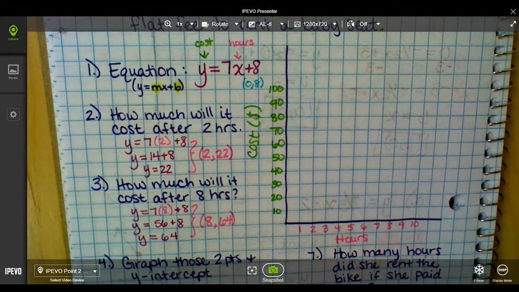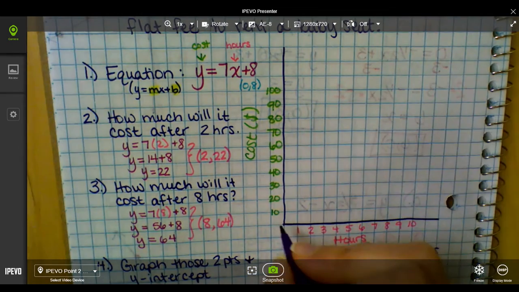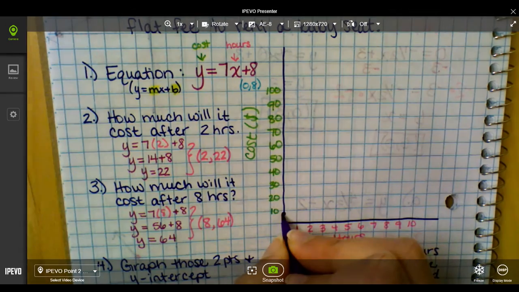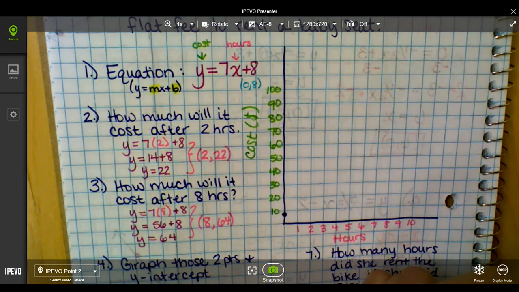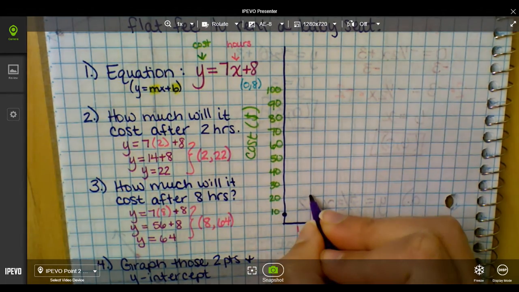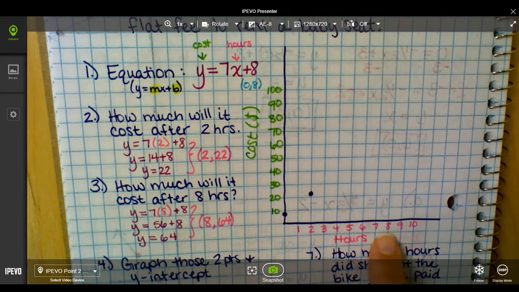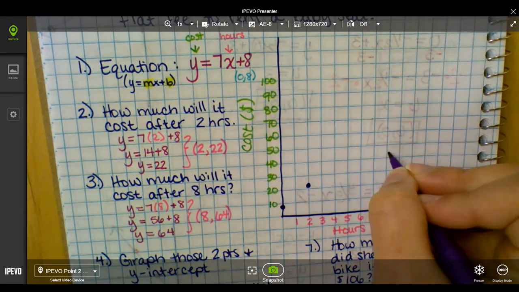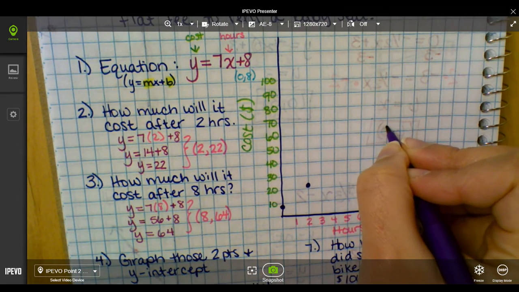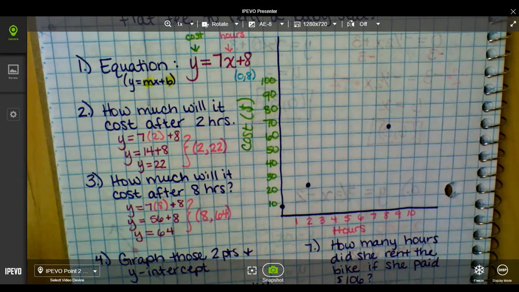Okay, so when we go to plot these points, my first point that I'm plotting is my y-intercept. So that is going to be 0, 8. So I am on the y-axis, just right below 10 over here. And then my next point is 2, 22. So I'm going to go to 2, 22. That's about right there. And then I have 8 and 64. So I got to go all the way over here to 8 and then up to 64, which is probably right about there.